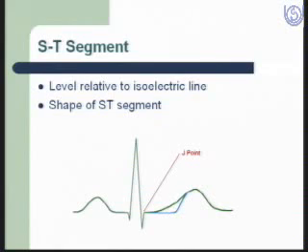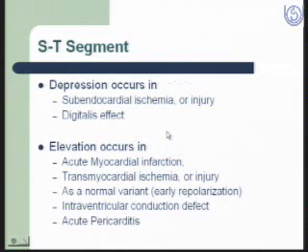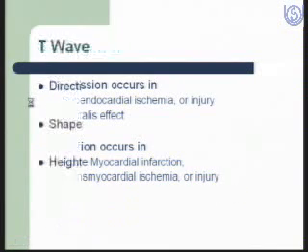ST segment is from the end of QRS complex to the onset of T wave. It is the level relative to the isoelectric line, and the shape of the ST segment is also very important. Depression of the ST segment is a feature of subendocardial ischemia or injury, but is also seen in patients with digitalis effect. And elevation is a hallmark of acute myocardial infarction, transmural ischemia or injury, sometimes as a normal variant, in patients with intraventricular conduction defects and in pericarditis.